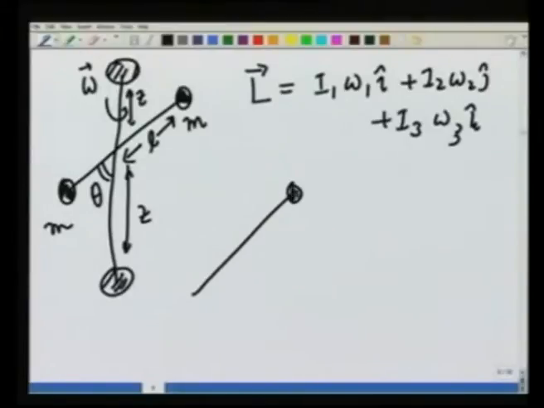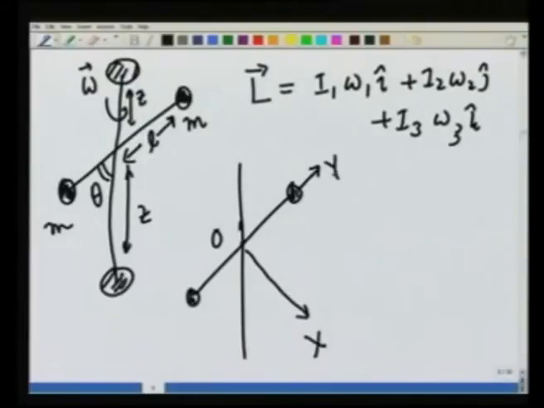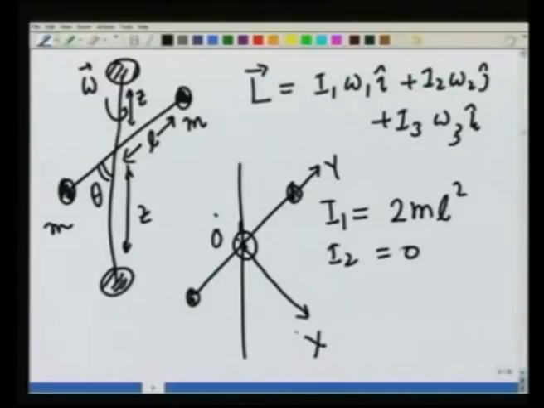Now, this is a rigid body. Let me choose this as the origin O, the x axis like this, y axis like this, and z axis coming out. You can see these are the principal axes, and we calculated last time I1, the moment of inertia about the x axis, to be 2mL squared. I2, the moment of inertia about the y axis, is 0, and I3, about the z axis, is again 2mL squared. This is omega. So, omega has two components.